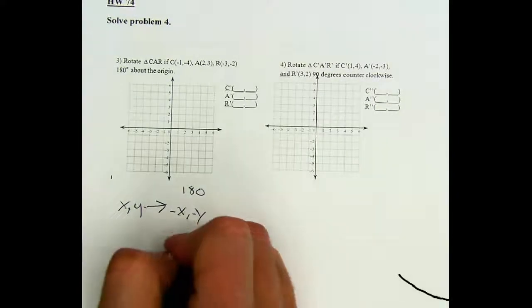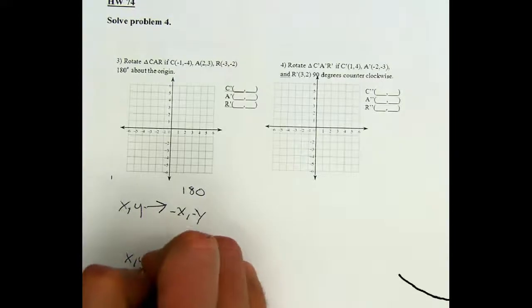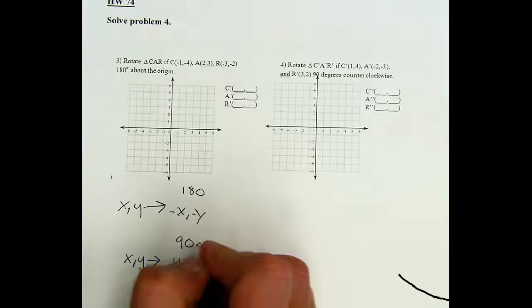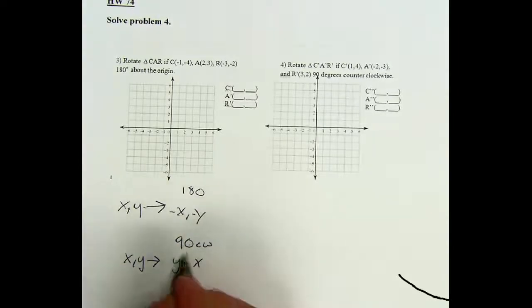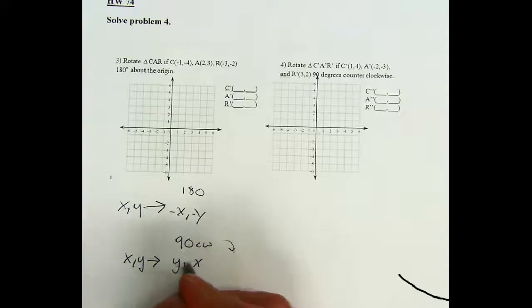Then we have 90 clockwise, so X, Y. And then whenever you have a 90, you flip them. So if you have 90 clockwise or 90 counter, you notice how we go Y, X. Now clockwise, if you've noticed, the clock turns to the right. So the right term, which is now X, changes to its opposite.